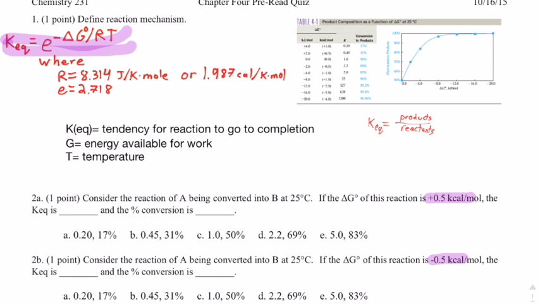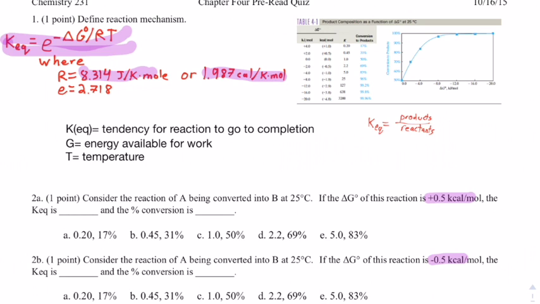Gibbs free energy is the energy available to work. It's the energy of the system. And the rest is just temperature and some constants. E is the natural log. It's a number we find a lot in nature, and R is just a constant number. We have to be careful with it because we have 2 values for it.